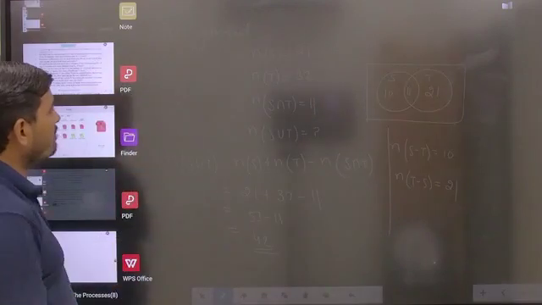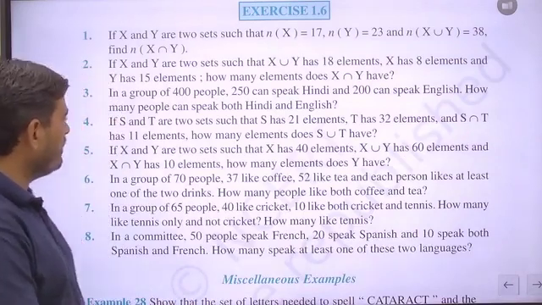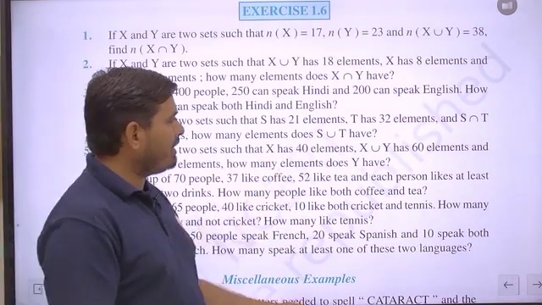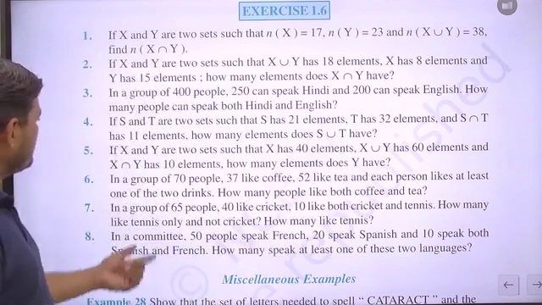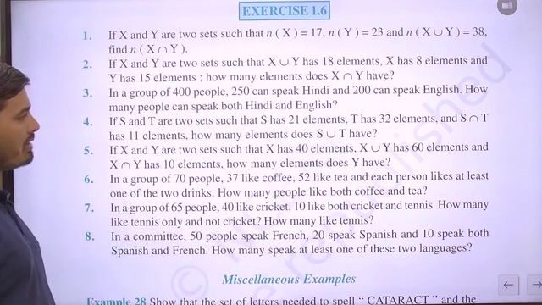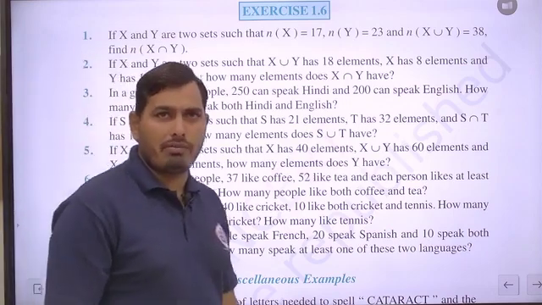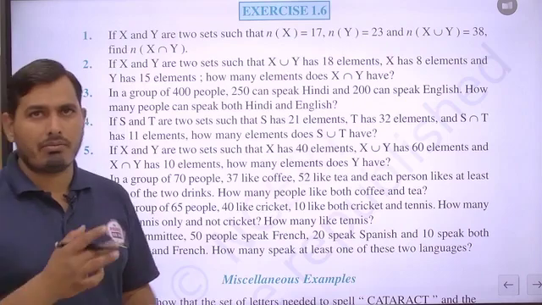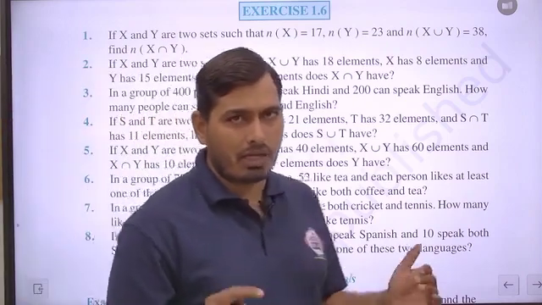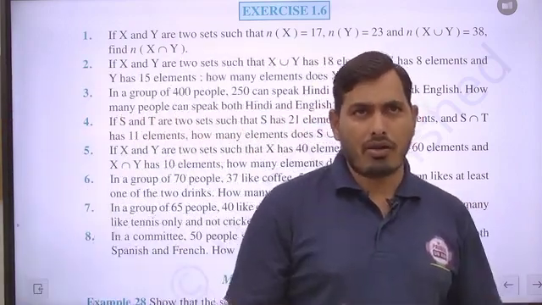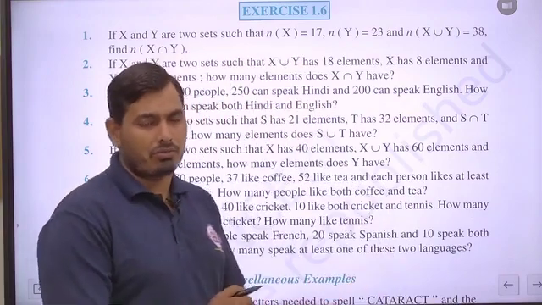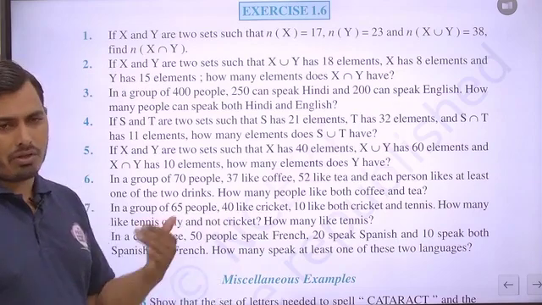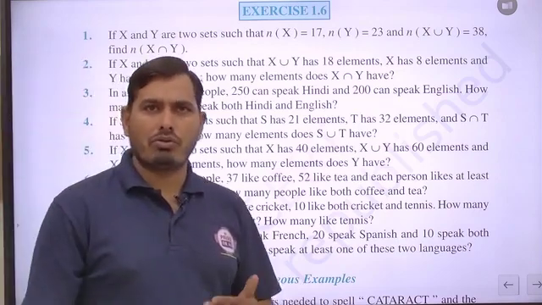So in question number 5, the question says X and Y are two sets such that X has 40 elements, the union has 60 elements, and the intersection has 10 elements. How many elements does Y have? Again the question will be very simple. Sometimes X union Y is asked, sometimes their intersection is asked, sometimes only the number of elements in Y is asked. So again, students, in a particular formula either of the parts can be given or asked of you, so there should be no problem.